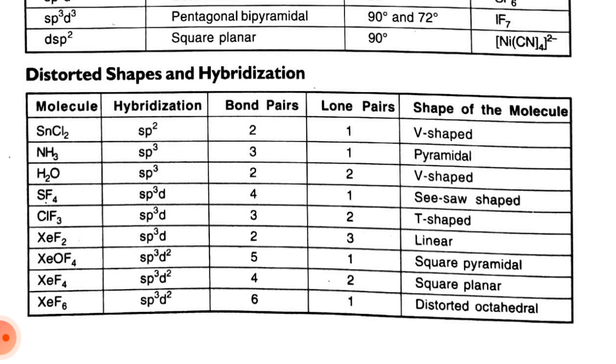SF4: hybridization sp3d, bond pair is 4, lone pair is 1, shape is seesaw shaped. ClF3, chlorine trifluoride: hybridization sp3d, bond pair 3, lone pair 2, shape is T-shaped.